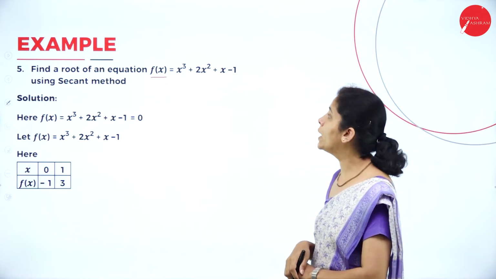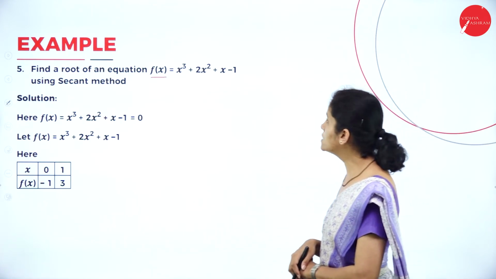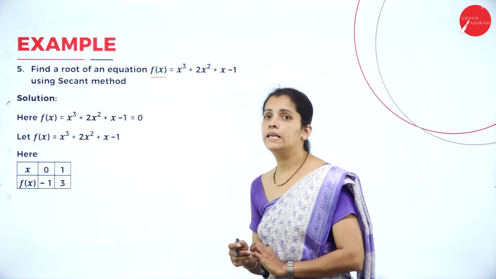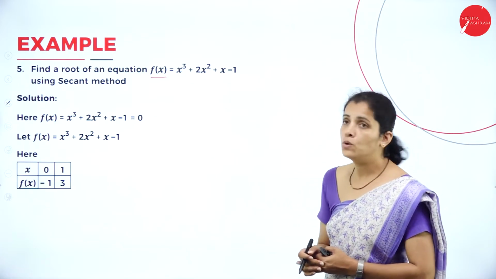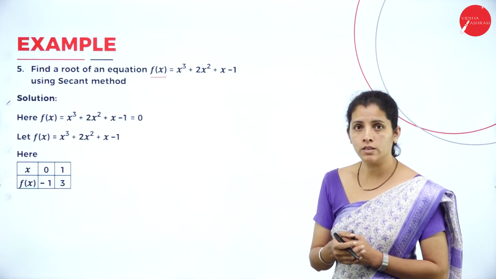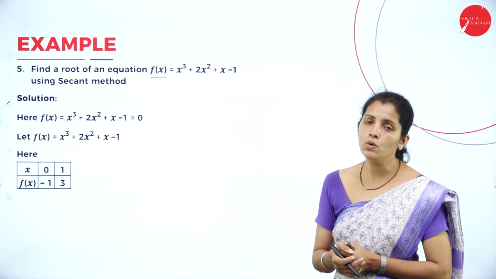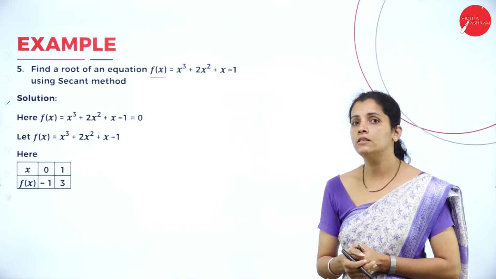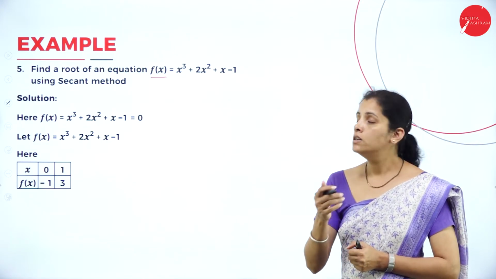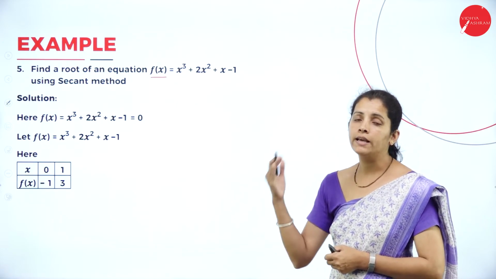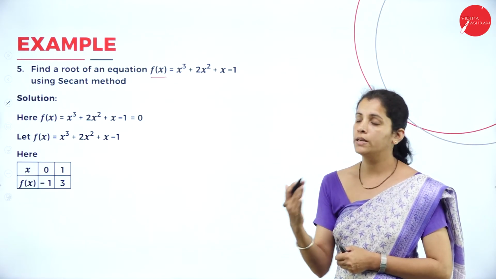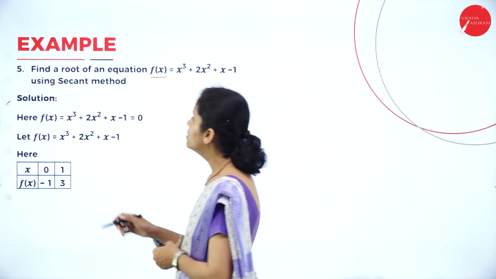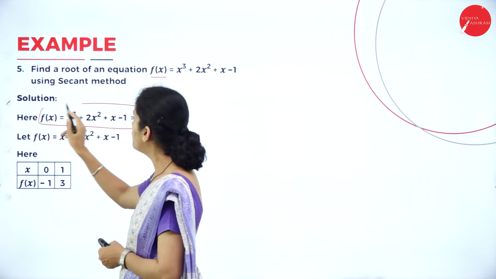Now I have another solved question under this method: find a root of the equation f of x equal to x cube plus 2x square plus x minus 1 using the secant method, and I don't have any initial roots. So I want to find them by using the trial and error method, that is, start substituting the values x equal to 0, 1, 2, 3, until I get the root. So this is my f of x.